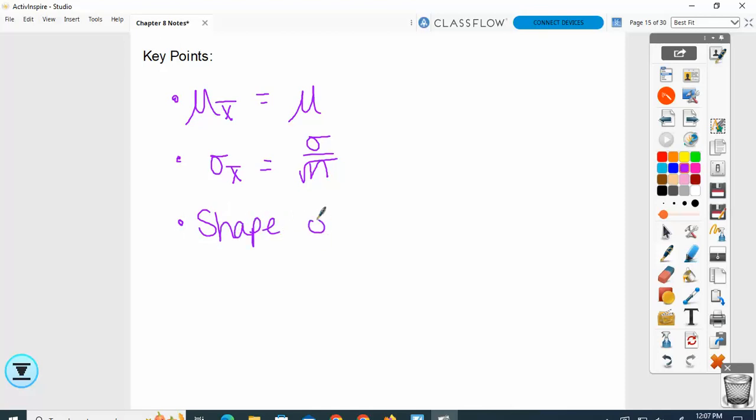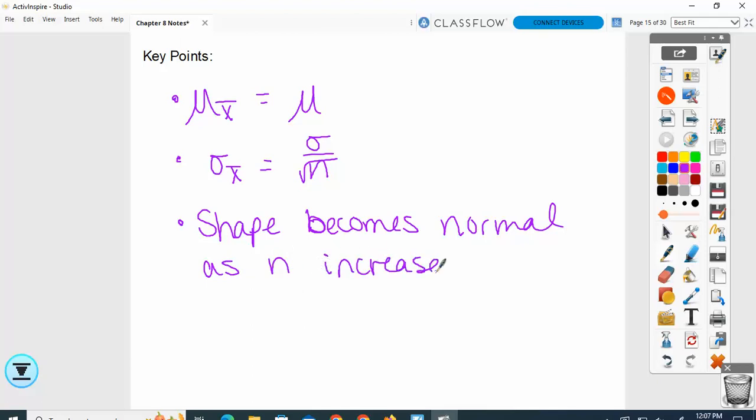Regardless of the original distribution, the shape becomes normal as n increases. And that's called the central limit theorem. There is actually a name for that. But the important question for us is, how big does n have to be before we can say it's normal? So either the original data has to be normal, or it has to be big enough that we can assume it will become normal.